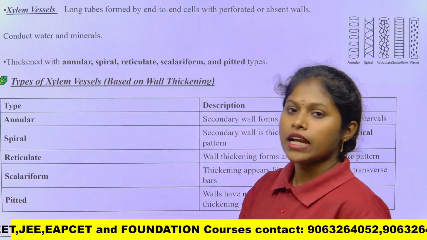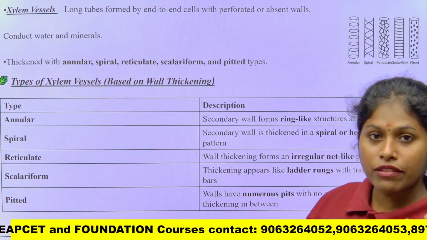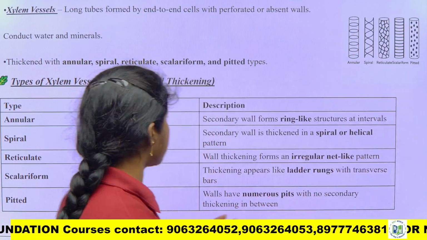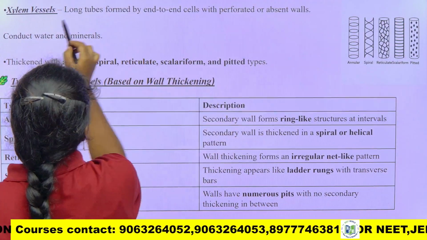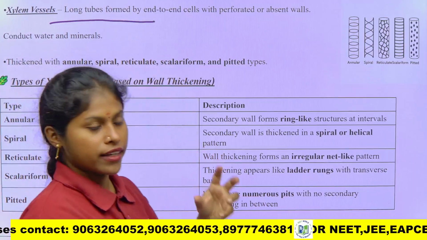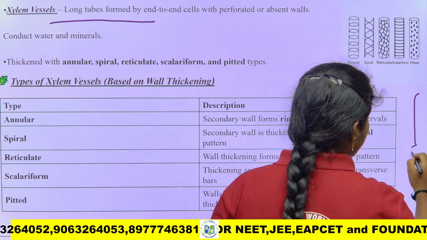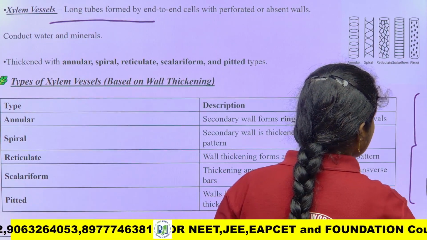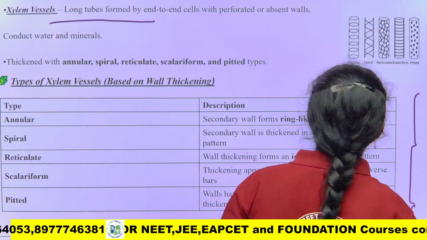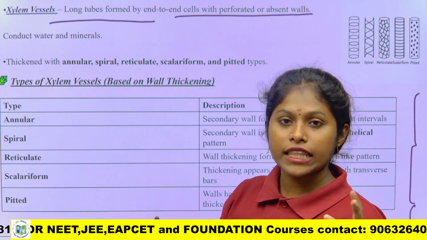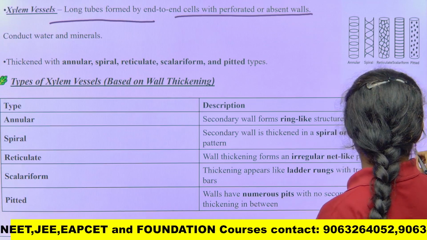Coming to the vessels, vessels are long tubes. They are long tubes formed end to end, which means there is no end point, because the tubes are connecting tubes. Connected tubes with perforated or absent walls.